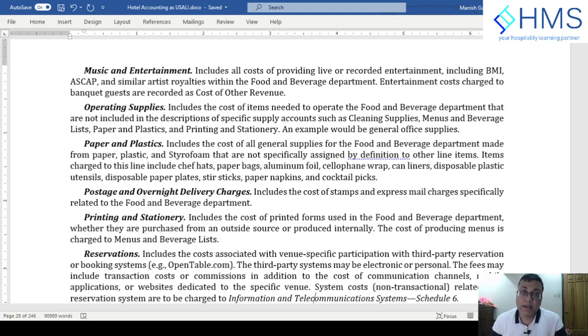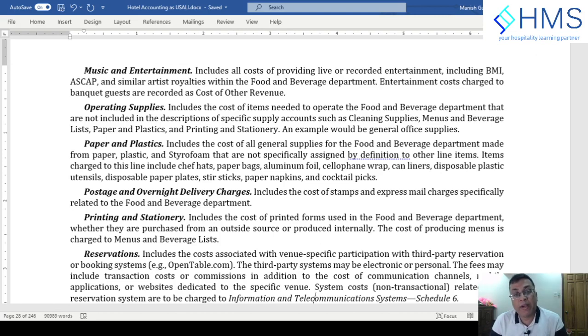If the music and entertainment is given as a function to the banquet, then it will be charged to the cost of other revenue when you have charged it to the banquet guest. But if you have not charged, then the cost will come to banquet music and entertainment.